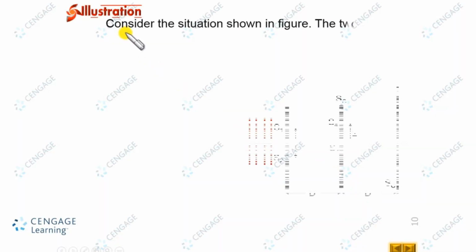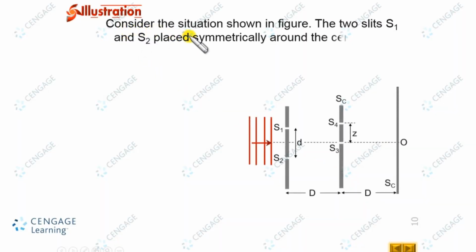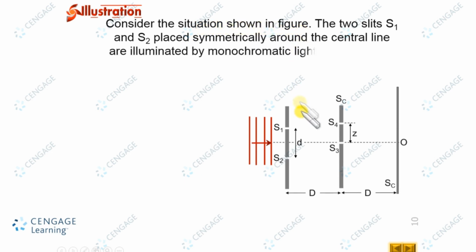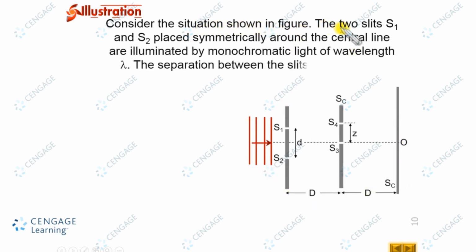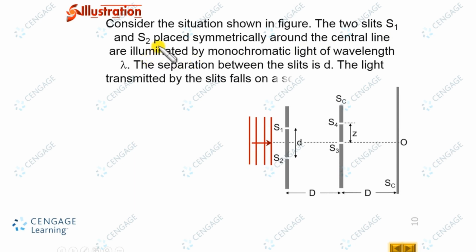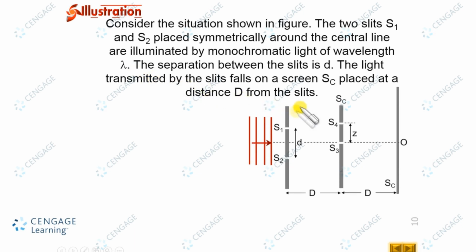In this illustration, it is given, consider the situation shown in the figure. Two slits S1 and S2 placed symmetrically around the central line are illuminated by a monochromatic light of wavelength lambda. You can observe here, this is the plane wavefront. It is incident on the slit plane.